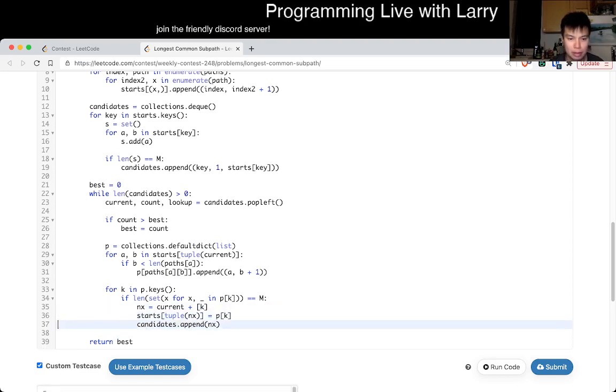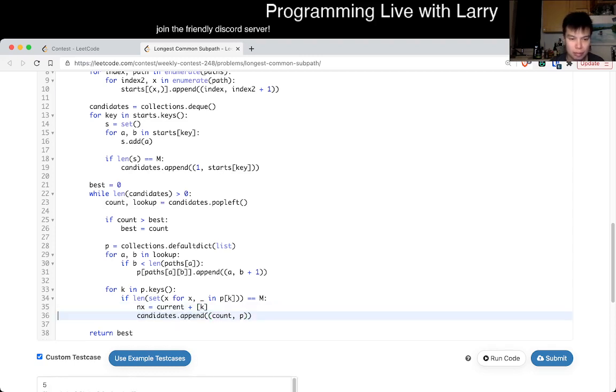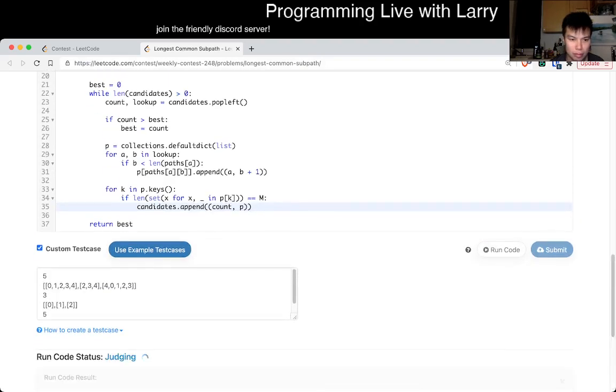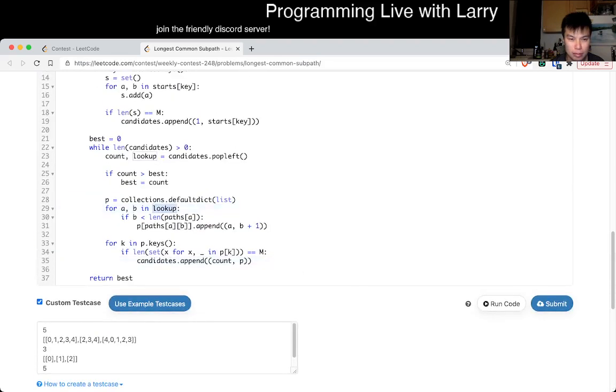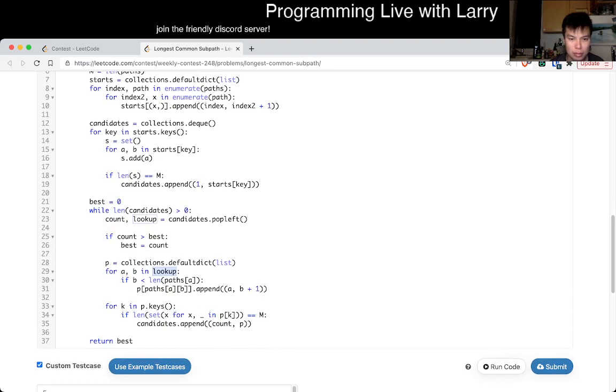I just need... how is it even current? We don't even need the current. Oh, this isn't. This is P of K.